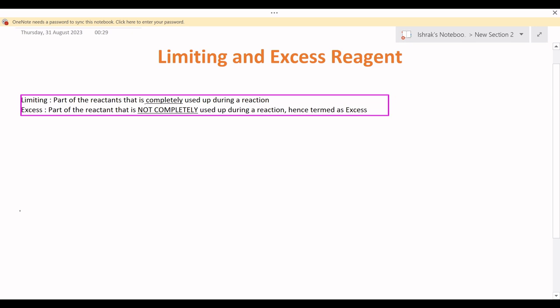So limiting reagent is part of the reactants that is completely used up during a reaction. And excess is something that is completely the opposite. So it's not completely used up.